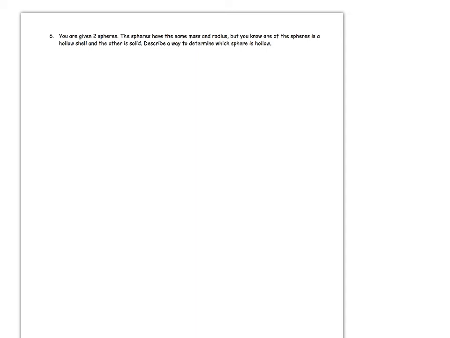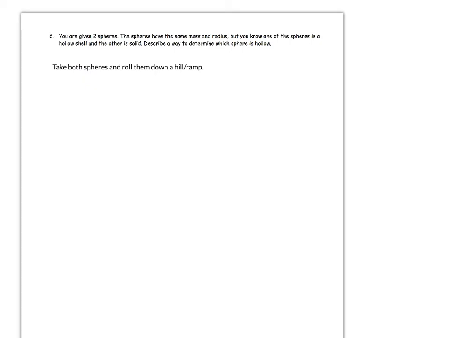For this question, we have 2 spheres with the same mass and radius, but one of them is a hollow shell and the other one is solid, and we want to think of a way that we can determine which one is which. So there's a number of ways of doing this. I'm sure people will come up with some other ways, but one very, very easy way that I can think of is to take both of the spheres and roll them down a hill.